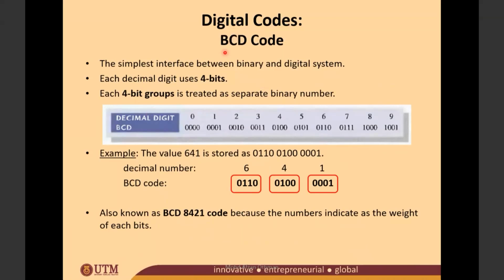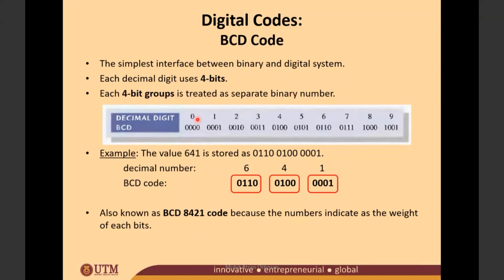Here is a BCD codes. Okay, so this BCD code ataupun kita boleh panggil dia sebagai binary code decimal. So this is the simplest interface between binary and digital system. Okay, so each decimal digit use 4 bits. So setiap decimal value akan diwakili dengan menggunakan 4 bits boundary. Okay, so each 4-bit group is treated as separate binary numbers.